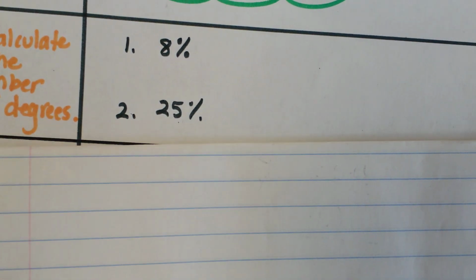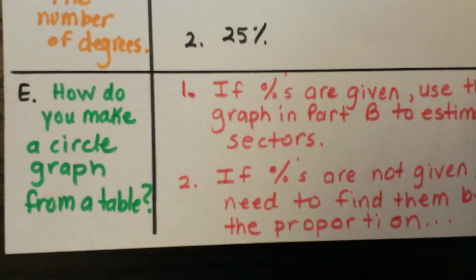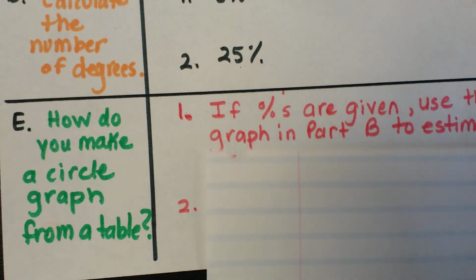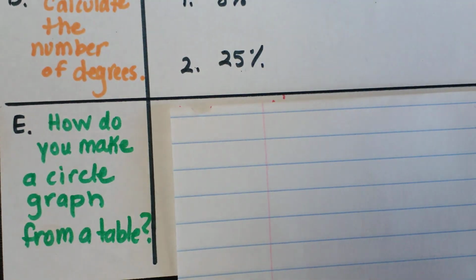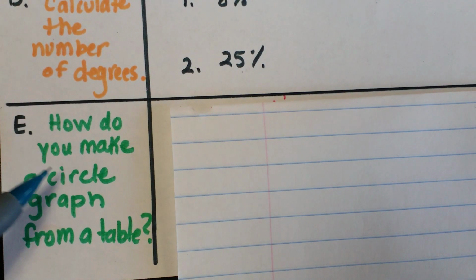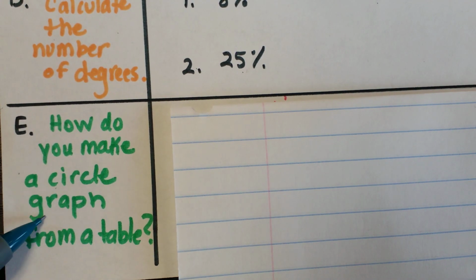All right, the next piece, we've got part E, F, and G, and we are done for today. Part E says, and this is kind of a lengthy part to write, so I apologize in advance. Part E says, how do you make a circle graph from a table? You're going to see some table displays in this unit tonight, and we're going to have to take the tables and create from the table a circle graph. So I'm going to give you just a couple steps on how that works.